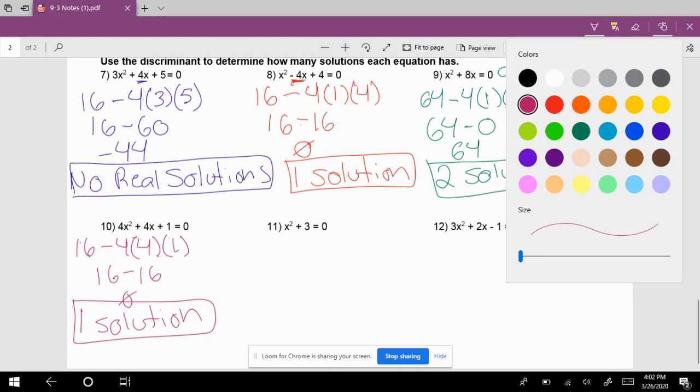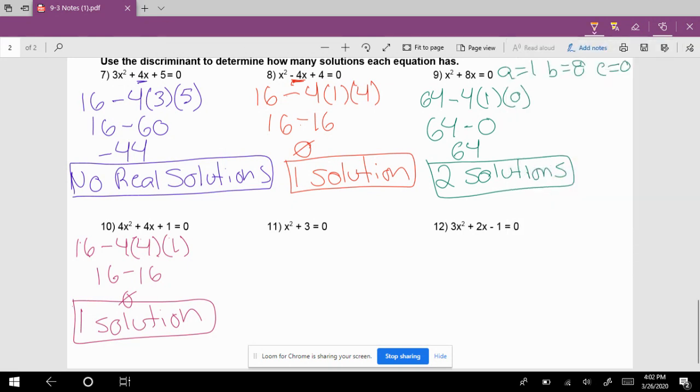Oh, picking colors is really hard. Orange.